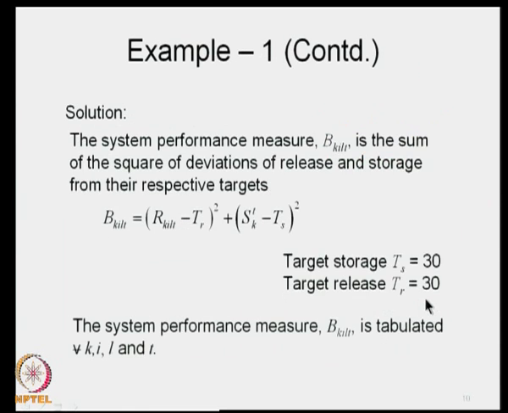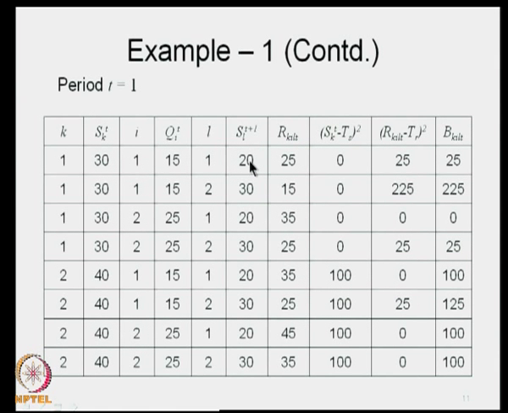Time period 2, class interval 1, the storage is 20. So, we write this as 20, and then we calculate RKILT. How do we calculate RKILT? RKILT is equal to SKT plus QIT minus SLT plus 1. So, this is 30 plus 15, 45, minus 20, which will be equal to 25.